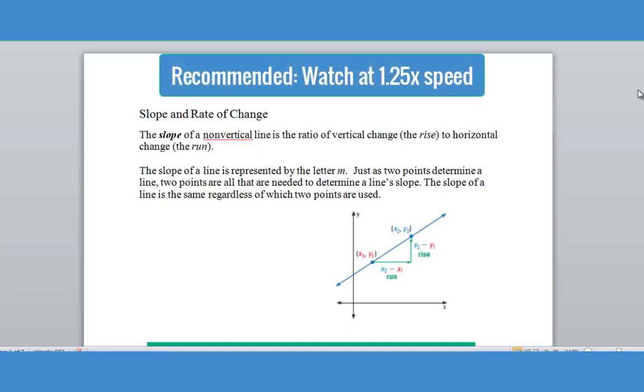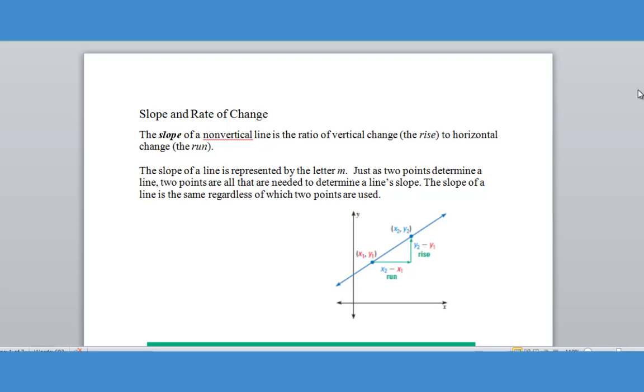To start our unit on linear functions, we must start with the concept of slope. Slope is basically a rate of change over the horizontal and vertical axis. So we have learned about this in Algebra 1, and this should be just a quick review of some stuff that you've learned in previous years in math.